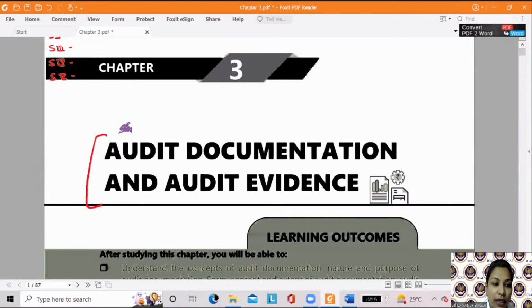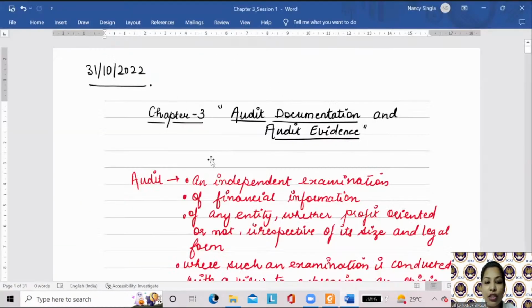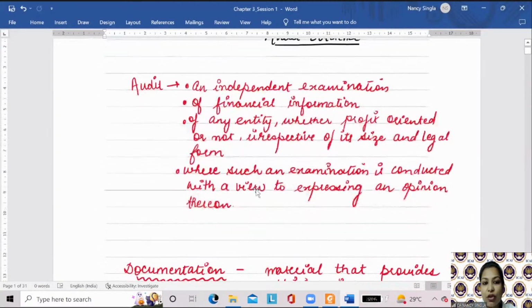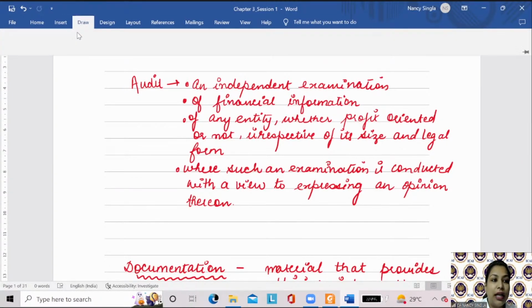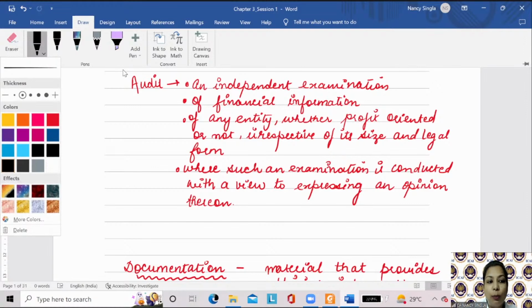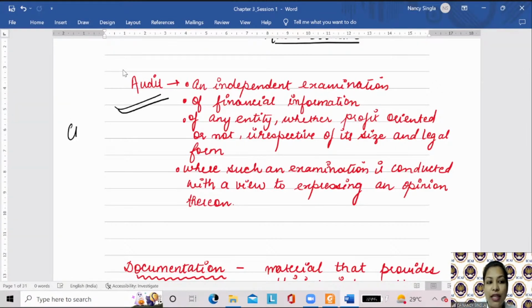So let us first try to understand what audit is. You all have done this in detail in your chapter number 1, whereby we have studied that audit is an independent examination of financial information of any entity, whether profit oriented or not, irrespective of its size and legal form, where such an examination is conducted with a view to expressing an opinion thereon. This we have covered in much detail in chapter number 1, so I'm not repeating it here.